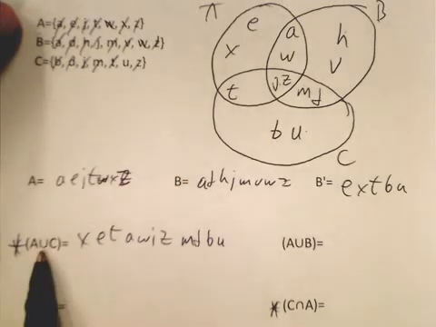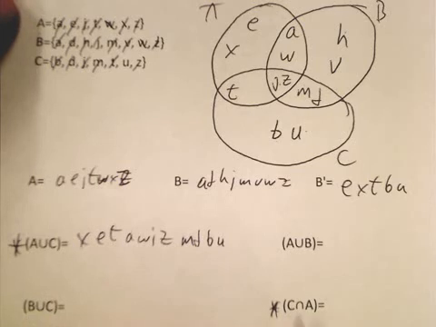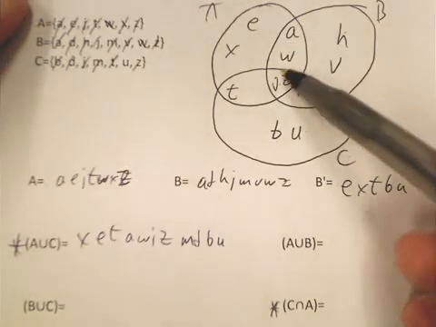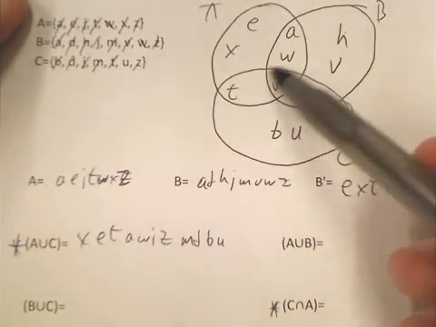If it's a symbol like this, you're going to write everything that's in both. Now this one is much more restrictive. It has to be in both to be included. So look at circle C, look at circle A, and the intersection is just what's in between them: T, J, Z.